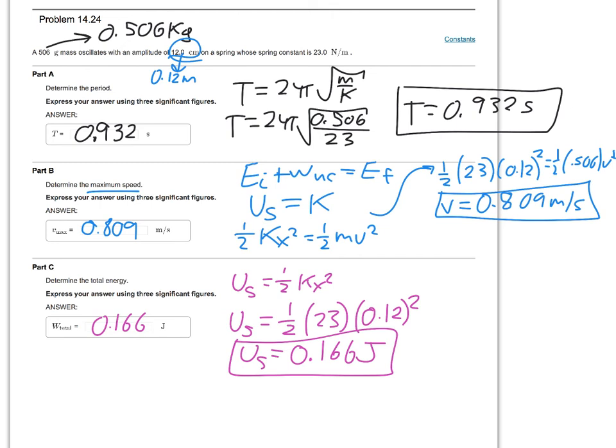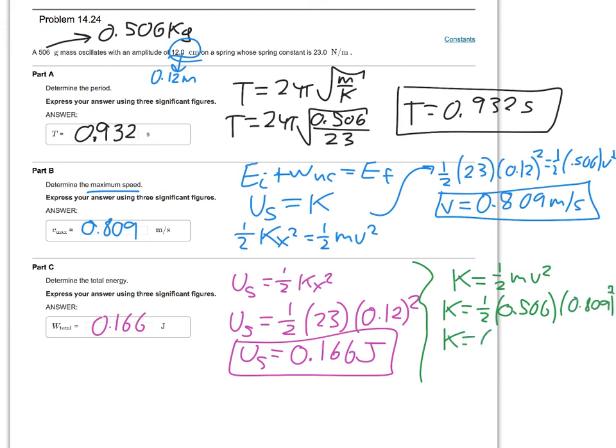When we're out at that maximum displacement, all of my energy is spring potential energy, so I know that's my maximum. I also could have calculated my kinetic, 1/2 mv squared, using this maximum speed that I just found in part B, because when we're at that point, when we're at the equilibrium position, all of our energy is going to be kinetic energy, and so if I do this, I end up getting the exact same answer here, 0.166 joules, which would be the total energy.